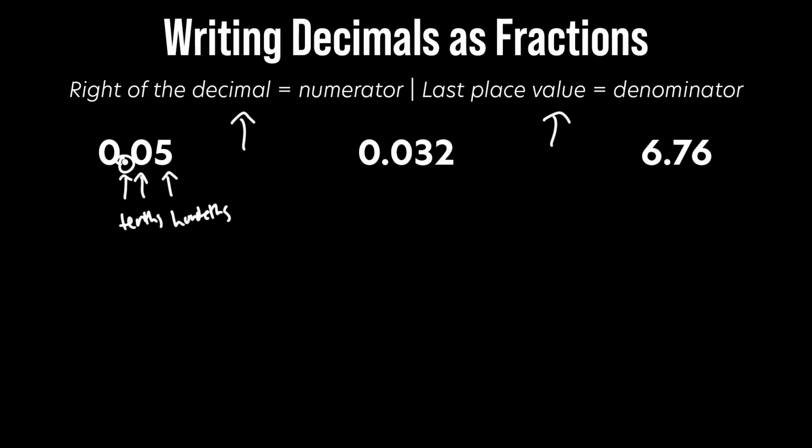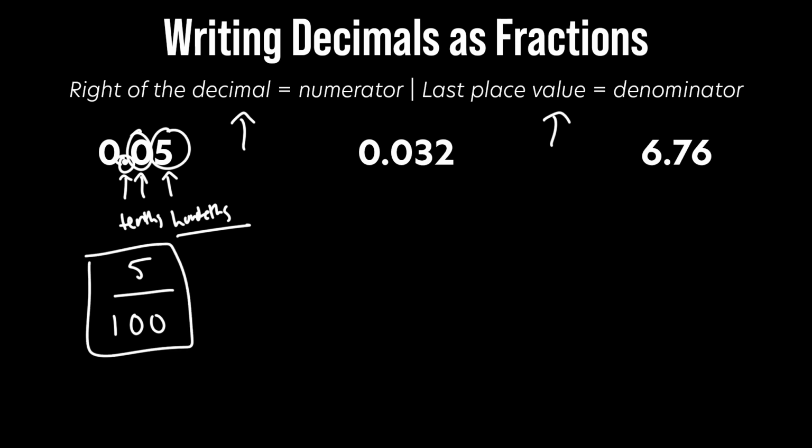The decimal point is here, and the first digit is 0, so we disregard it, and the second digit is 5. So that would be our numerator. And our last place value would be the denominator. So the place value of the 5 is hundredths. So it would be 100 in the denominator. So this is our first decimal converted into a fraction.